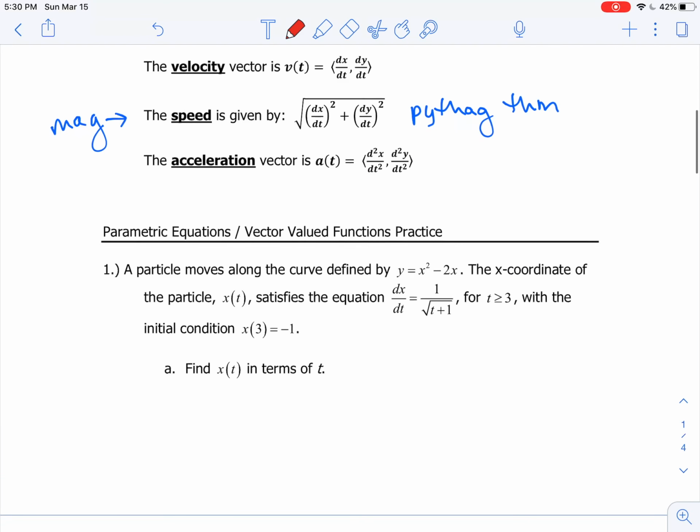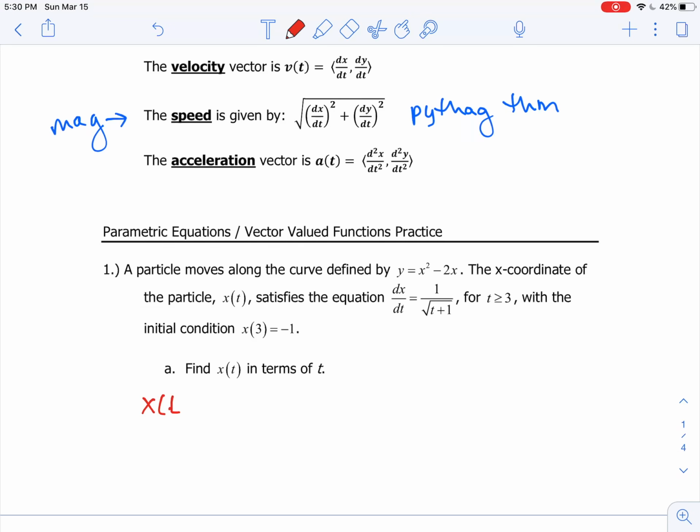Okay. So let's do one example together, and then I'll leave the rest for you guys to try and then take a look at the answers when you get a chance. The x-coordinate of the particle satisfies the equation dx/dt for t greater than or equal to 3 with the initial condition x of 3 equals -1. Find x of t.